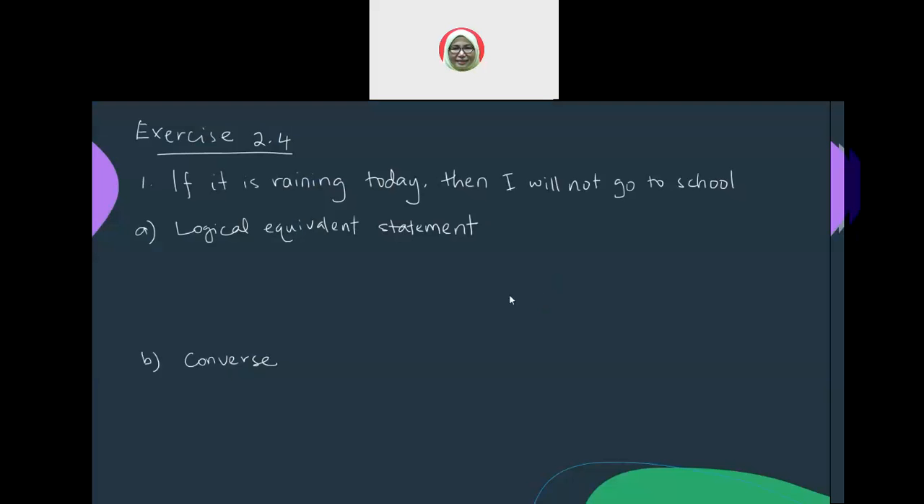Okay, today is tutorial class, so I would like to discuss some questions regarding chapter 2.2 logical equivalence. Let's turn to page 75, exercise 2.4. Okay, we will do exercise 2.4. I will discuss some questions in exercise 2.4.